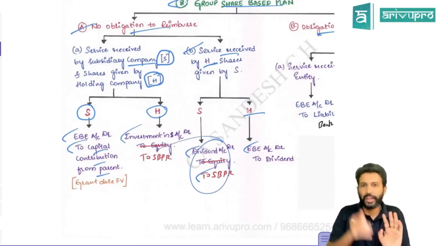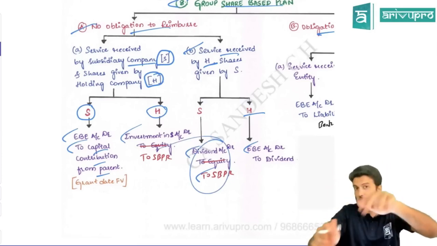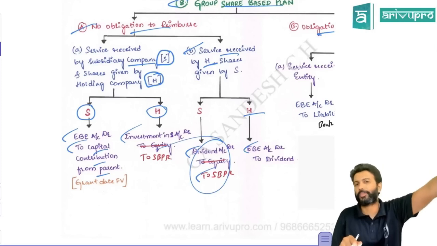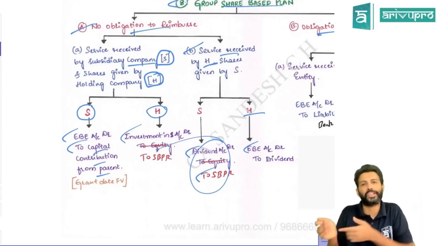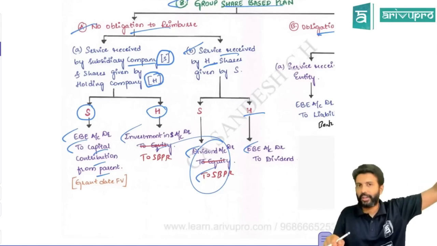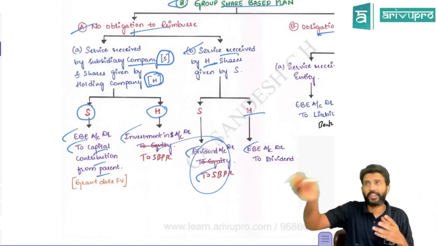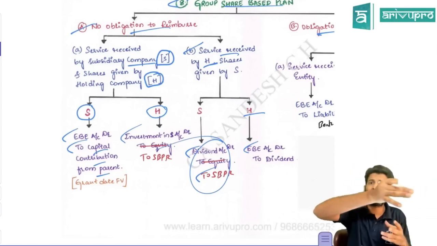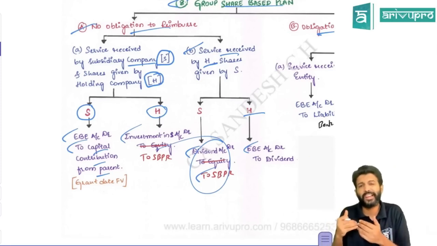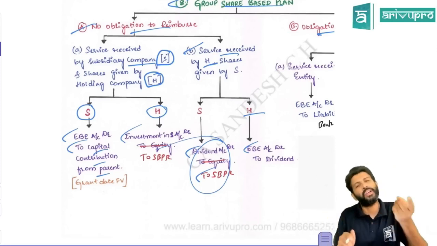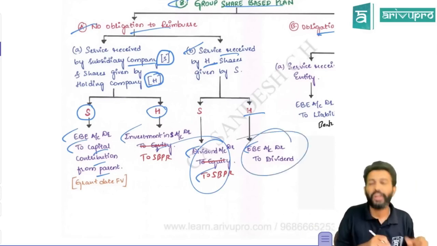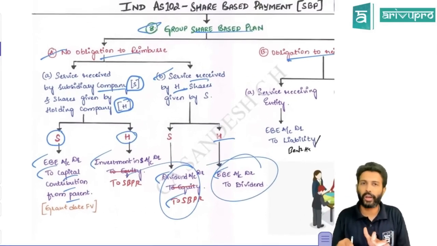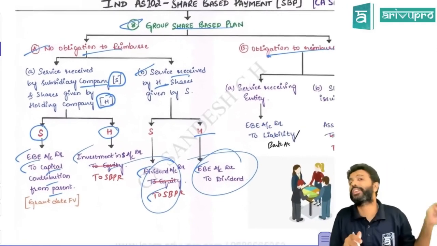H also, same thing. H receives service from their employees, so they will write employment benefit expenditure. But they can't credit SBPR because they are not issuing the shares. The subsidiary company will issue the shares. After that, the holding company has no obligation to pay the subsidiary company. That means H will think that they have received a dividend from the subsidiary company. So the journal entry will be employment benefit expenditure account debit to dividend account. This is the scenario when there is no obligation to reimburse.